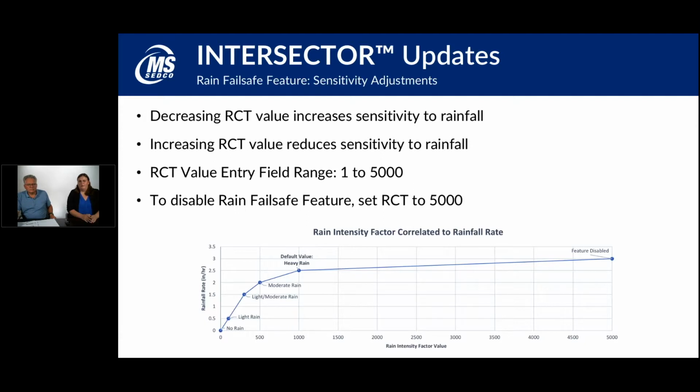So how the counter threshold works is it's got a data entry that ranges from 1 to 5,000. The default is 1,000, which we found to be a very heavy rain, 2 inches per hour. If you feel that you might need a little bit more protection just because maybe a poor install location or you just want more protection, you can lower that counter threshold to make it more sensitive to rain. If you feel that you don't want any of the fail-safe, you can set that value to 5,000.